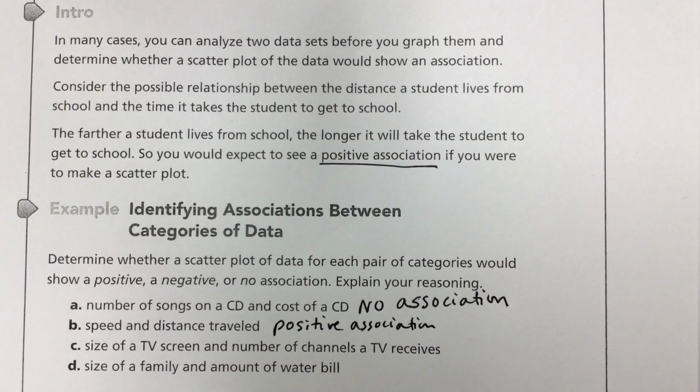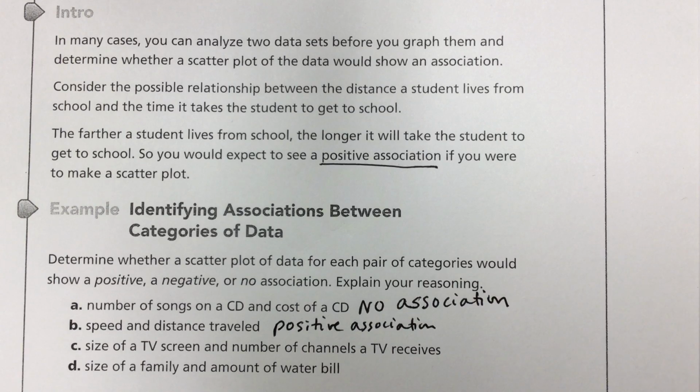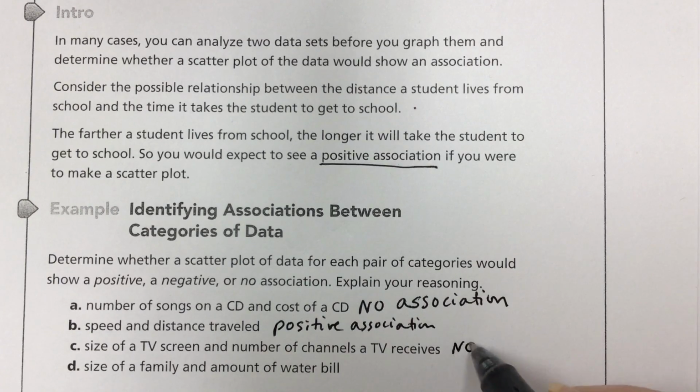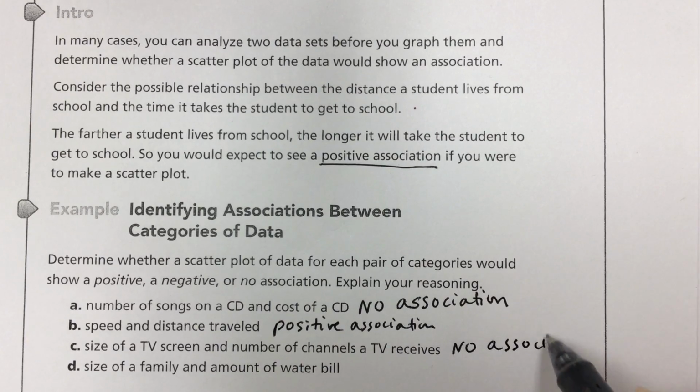C, the size of a TV screen and the number of channels a TV receives. Do these two show any association? The size of a TV and the number of channels a TV receives are not related. To determine how many channels you get on the TV has nothing to do with the size of the TV screen. Therefore, these two would show no association.